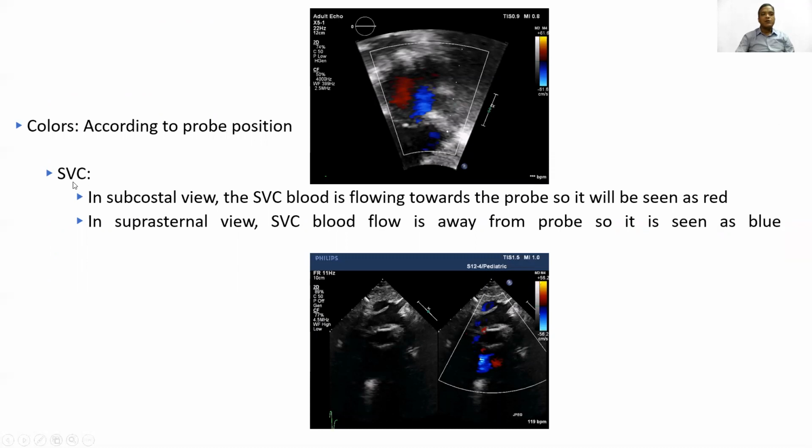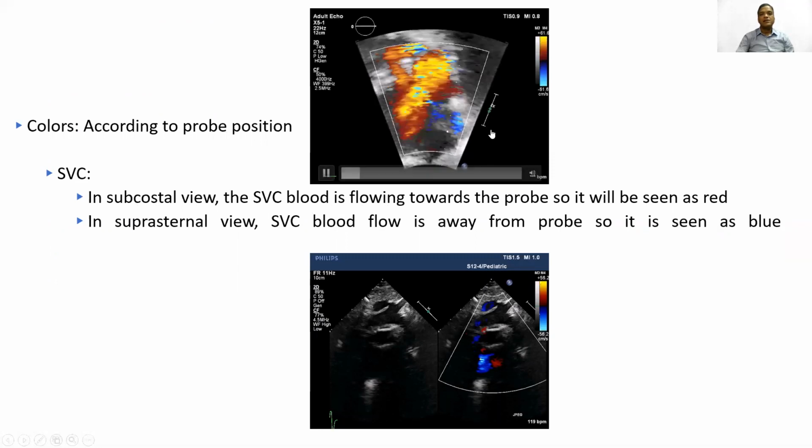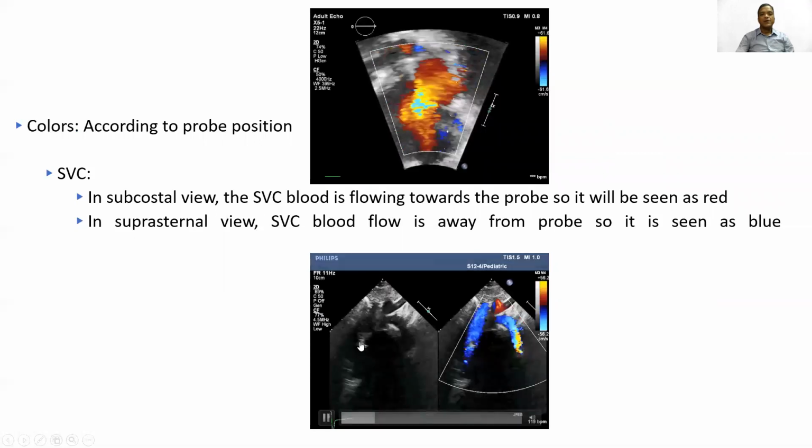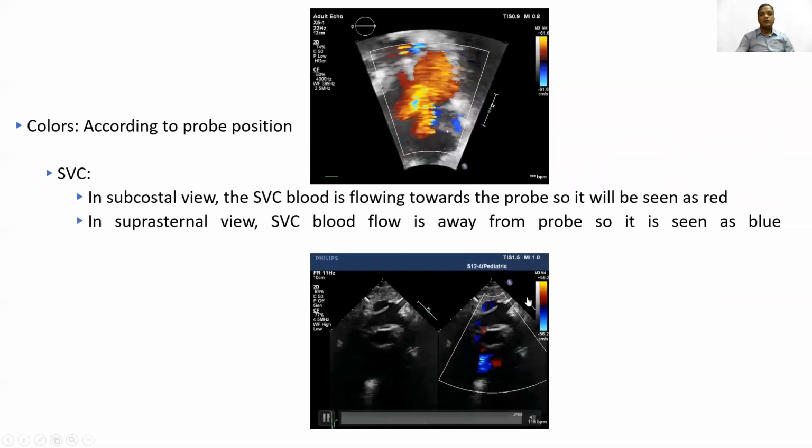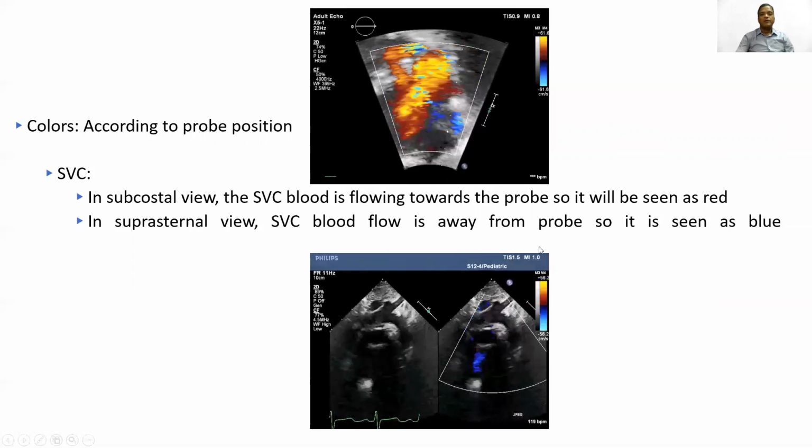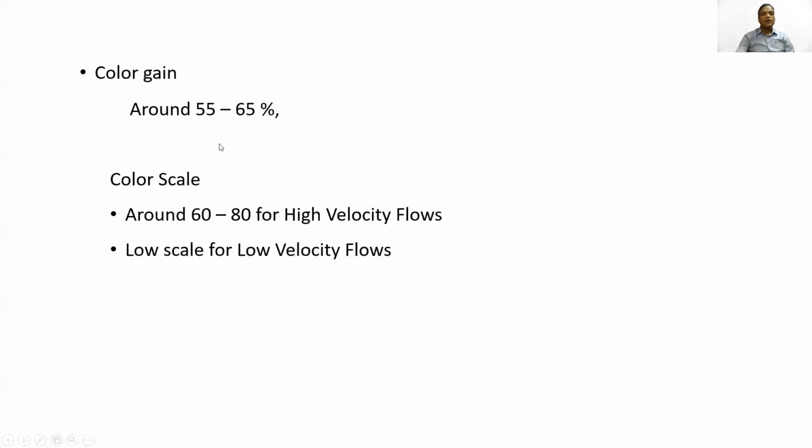For example, in case of superior vena cava, in subcostal view, the SVC flow is towards the probe, so it will be seen as red. And in this video, you can see here is the SVC. The probe is here. The flow is from here to here, so it is red in color. But in suprasternal view, this is the SVC flow from neck to heart. It is away from the probe. It will be blue in color. The color gain should be around 55 to 65%.